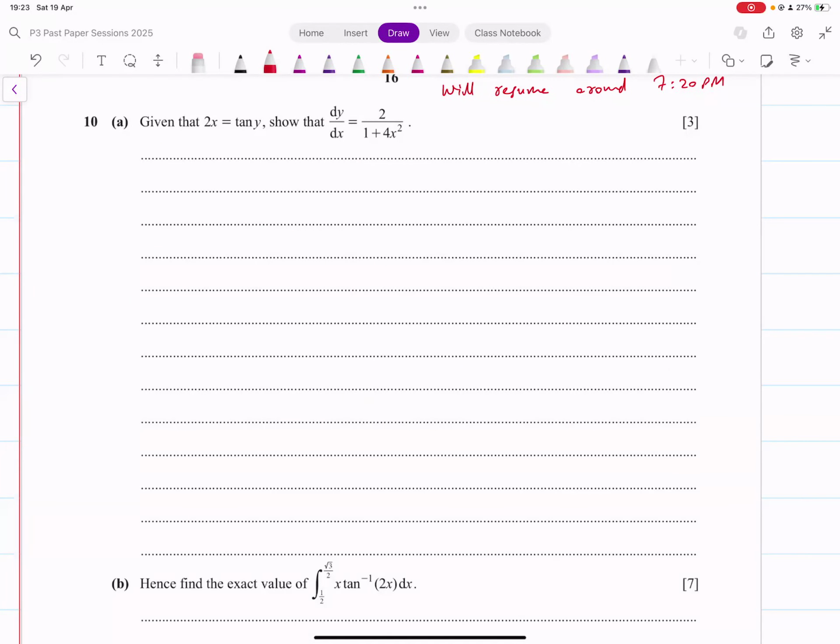Okay, this is the next question that we're doing, question number 10. Given that 2x equals tan of y, show that dy over dx equals 2 over 1 plus 4x squared.